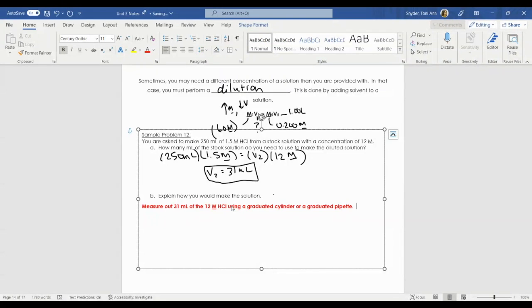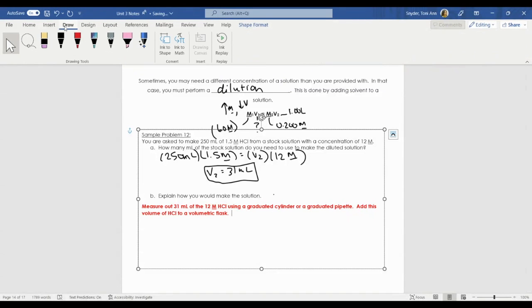So you measure that out. The best way to make a solution is using a volumetric flask. So we would add this volume of HCl to a volumetric flask. And a volumetric flask looks like this. Let me try my best to draw one right here. Kind of looks like it's got a very narrow top.